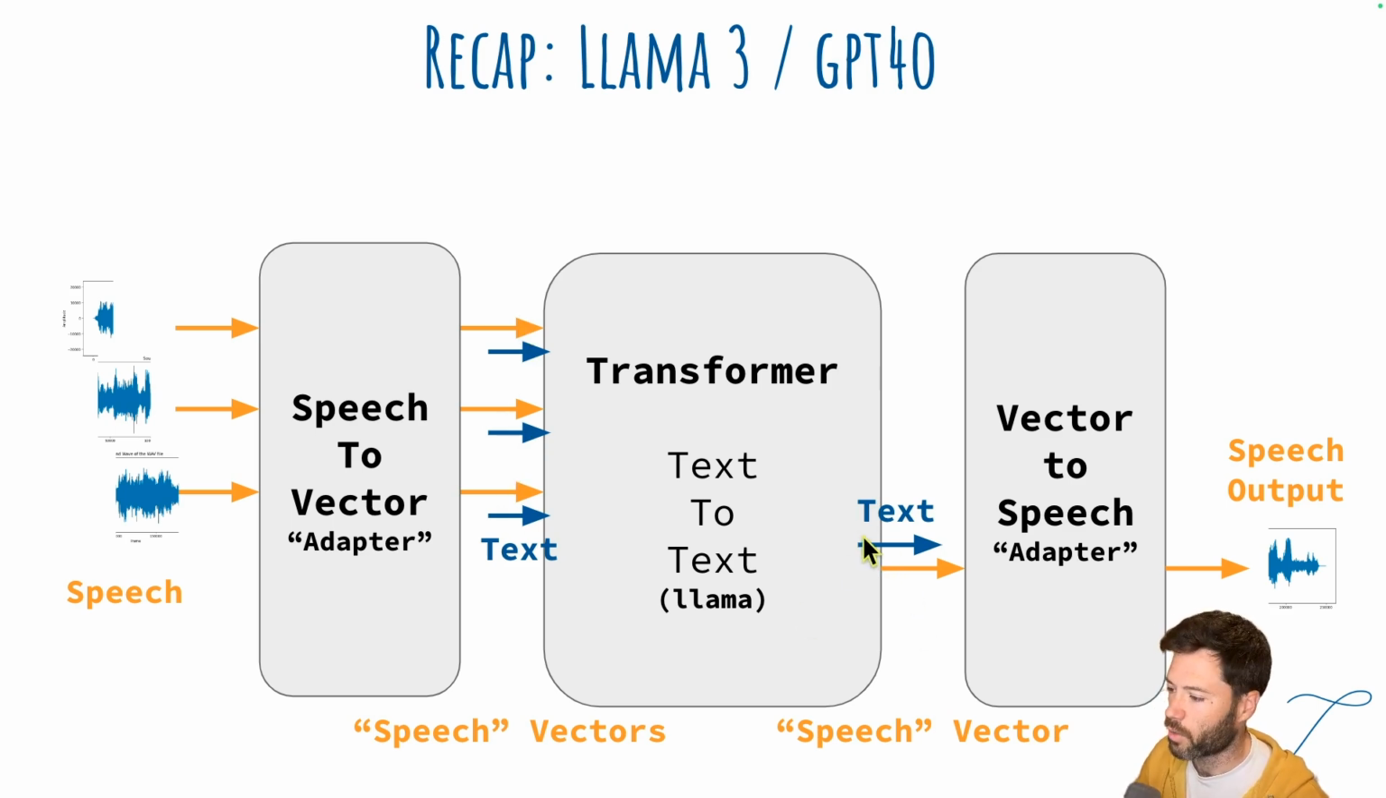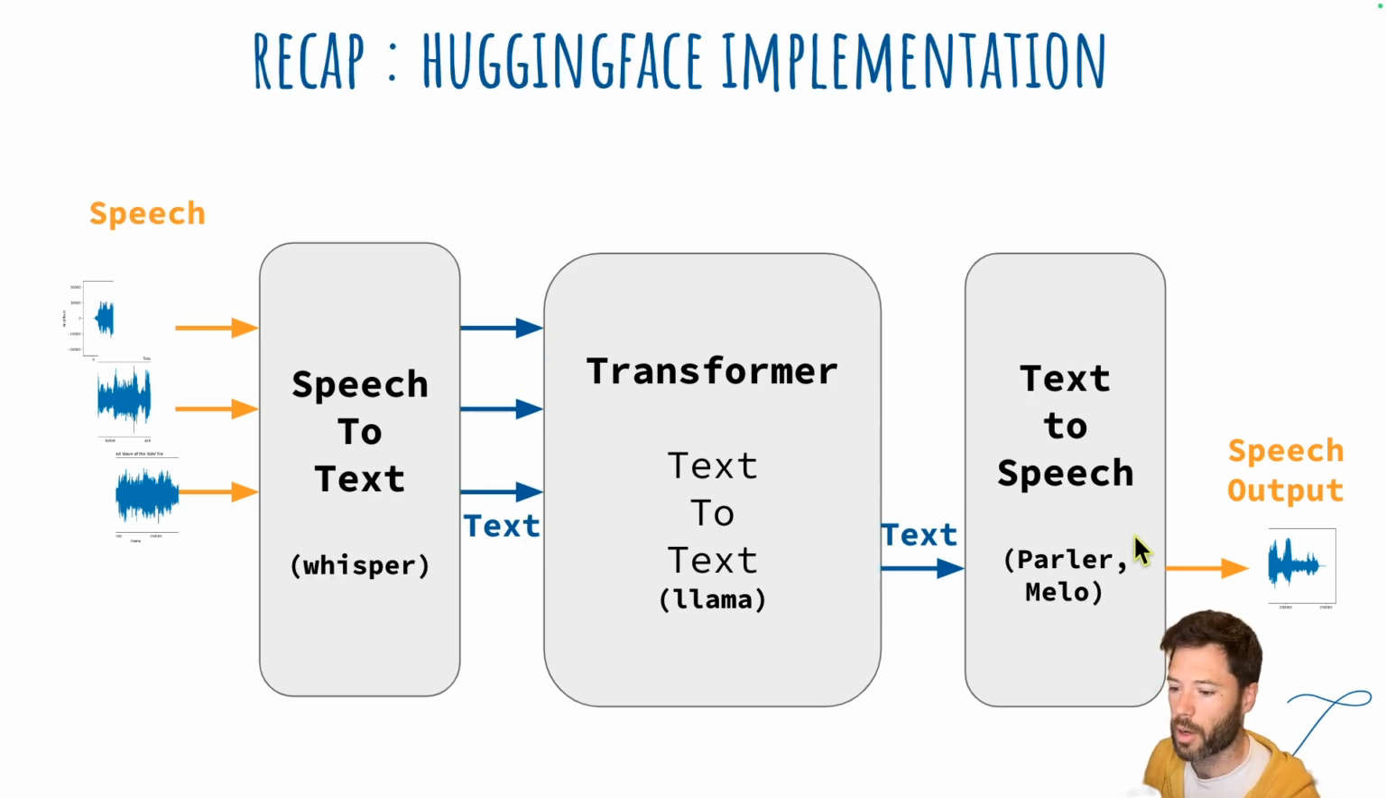And likewise here, there will be an embedding reversal where you go from vectors back out to tokens if you just want to produce tokens and not go all the way through to speech. But in this video, I'm going to talk about a simpler approach. It's the HuggingFace approach, where we don't pass rich information through. We only go from speech to text to text, and then text to speech.